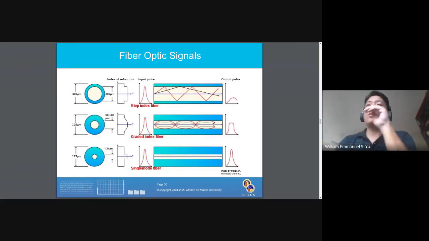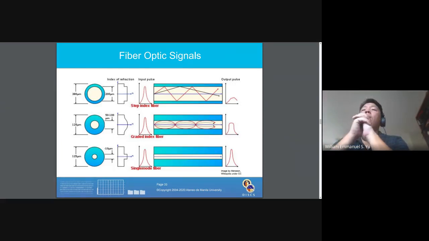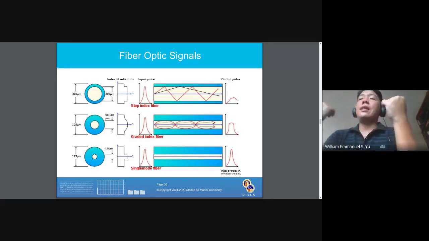Now, last is single mode, where the light goes through the middle, which is like 10 micrometers or less, right? Here you can see that the signal is generally straight. That's why you can preserve your signal as much as possible here, right? And that's the reason why this one can carry more bandwidth. Single mode fiber can carry more bandwidth. It is also much more expensive. And the distances can be longer.